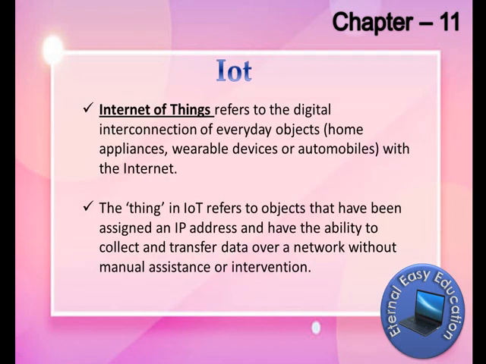IoT, Internet of Things, refers to the digital interconnection of everyday objects. That means our home appliances, wearable devices like our smartwatch, automobiles with the Internet. IoT, that is Internet of Things, refers to objects that have been assigned an IP address and have the ability to collect and transfer data over a network without manual assistance or intervention.